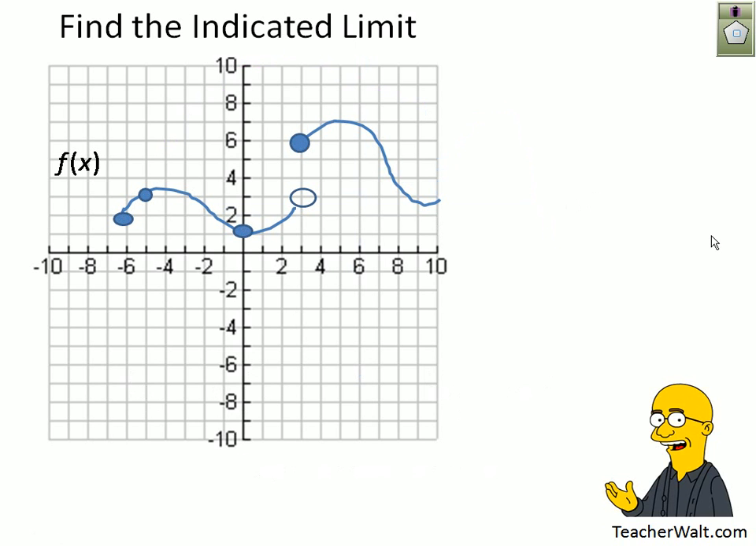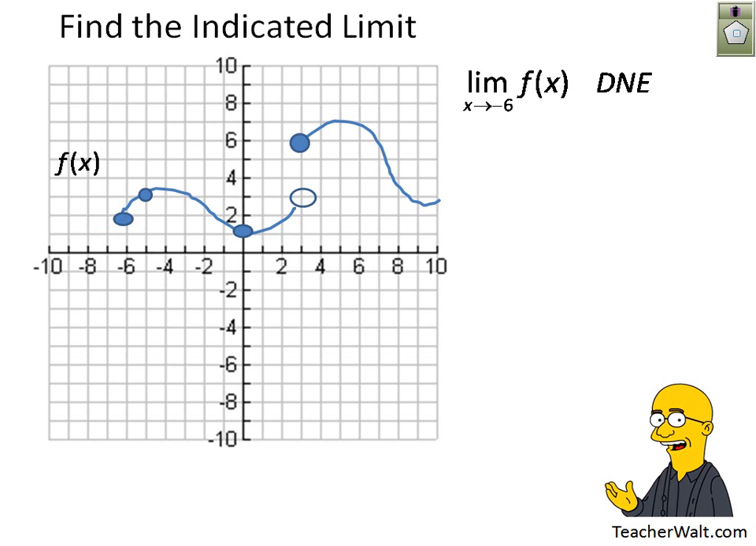Okay, now let's look at an example of how we would use this information to evaluate limits. Let's start off looking at the limit of this function f of x as x goes to -6. First of all, -6 is where an endpoint is on this graph. There is no left-hand limit. There's a right-hand limit, but no left-hand limit. So we would simply say that that limit does not exist.